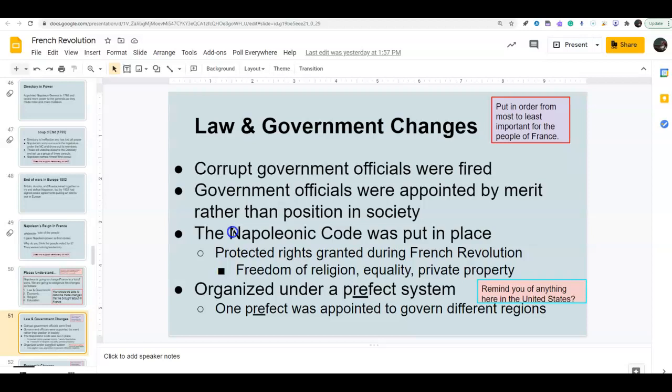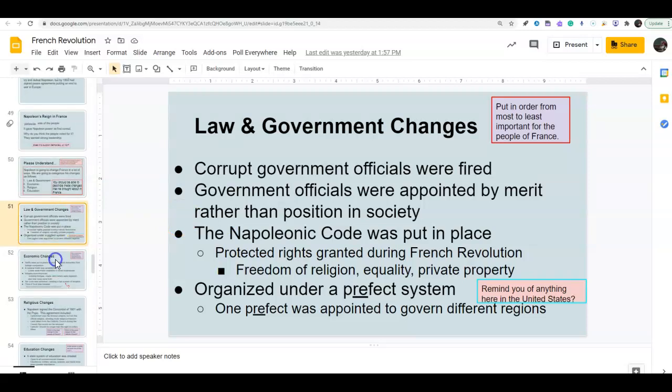The Napoleonic code protected the rights granted during the French Revolution. So the people were afraid that now with Napoleon in power that their rights were going to be stripped away from them and there was going to be kind of like a dictator in power. Well, by putting the Napoleonic Code in place, it guaranteed those people the freedoms that they had fought for during the French Revolution, giving Napoleon even more support from the people.